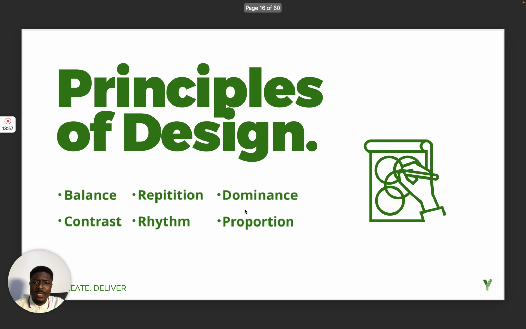Now, we talked about the elements, now we're talking about the principles. Now, in context to principles, you have balance, you have repetition, you have dominance, you have contrast, you have rhythm, and you have proportion.